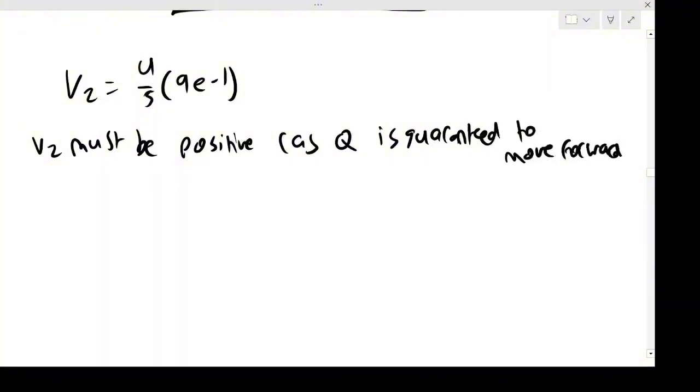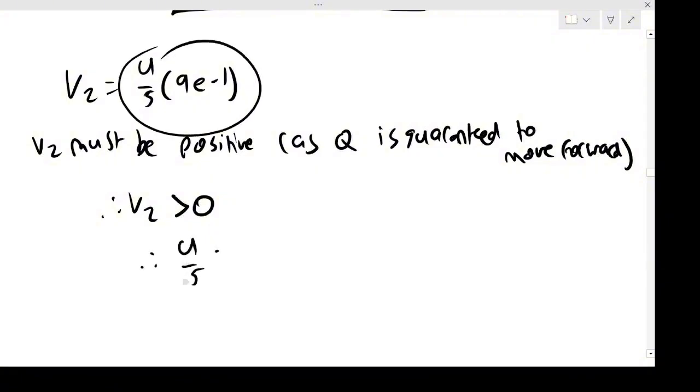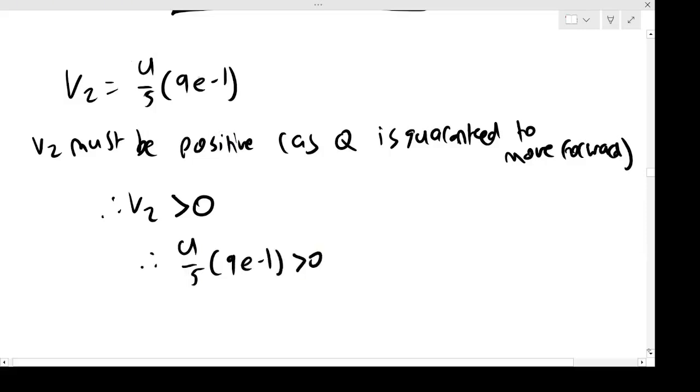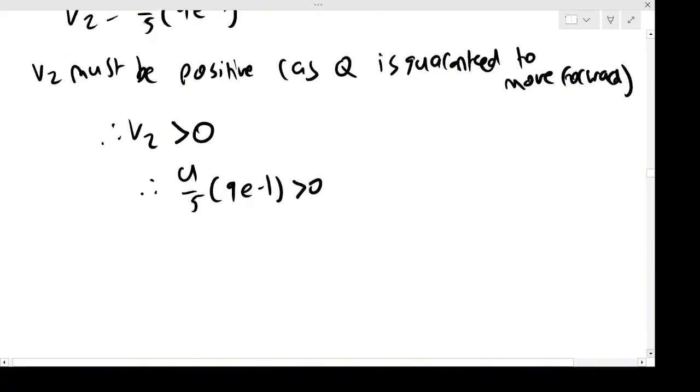Okay, hopefully happy with that. So that means V2 must be greater than 0 because it's moving forward. So we can just sub that in and say U/5 lots of 9e minus 1 is greater than 0. Now, usually again, U is going to be positive. So what we can do is divide by U/5. Again, treat it like an equation, and the inequality will stay where it is.